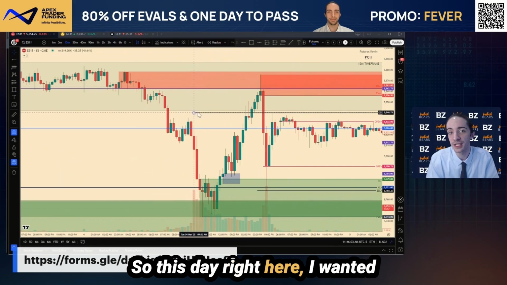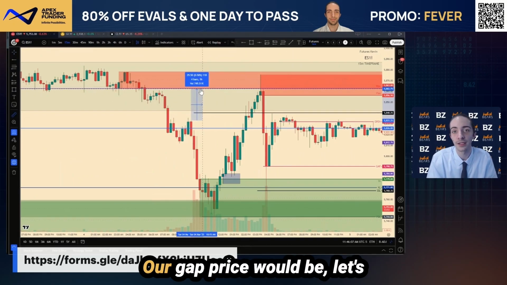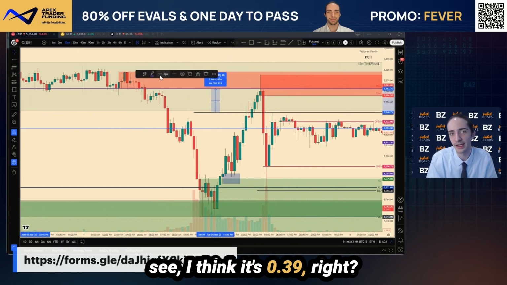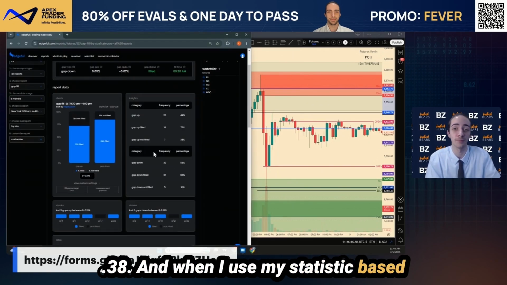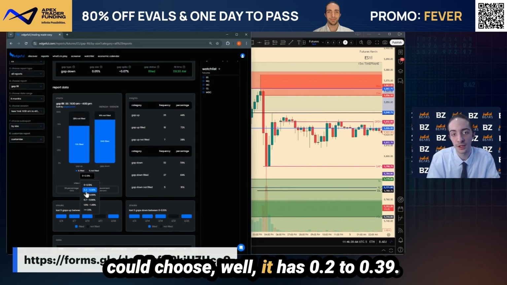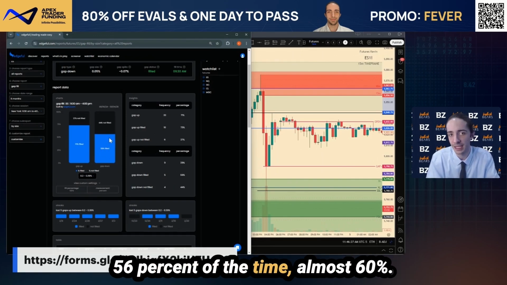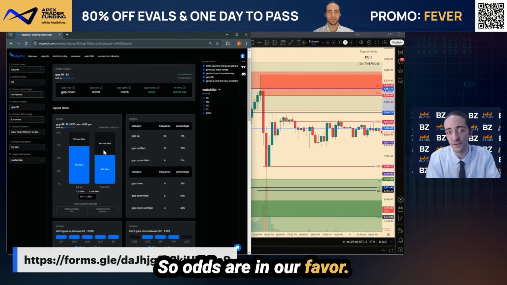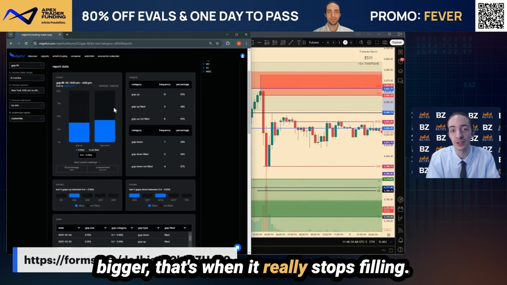So this day right here, I wanted us to open at this price level, because then our gap price would be, let's see, I think it's 0.38. And when I use my statistic-based platform and come to by size, I could choose 0.2 to 0.39. And I saw that a gap down fills about 56% of the time, almost 60%. So odds are in our favor. But once that size gets a little bit bigger, that's when it really stops filling.